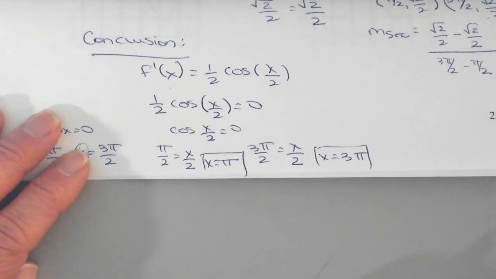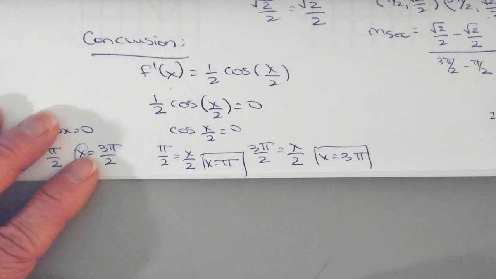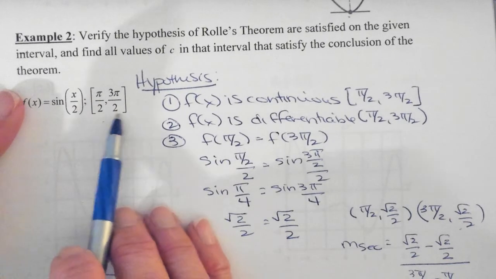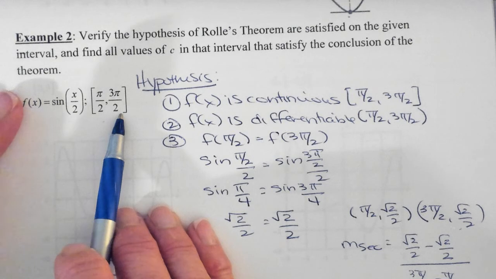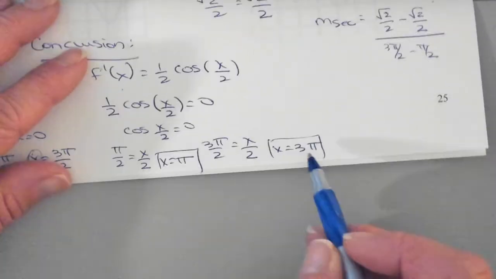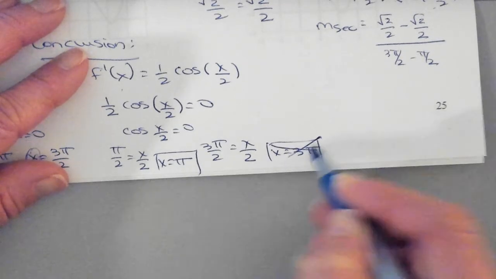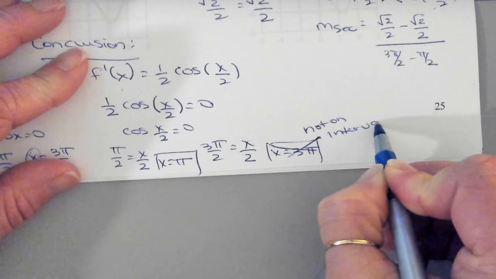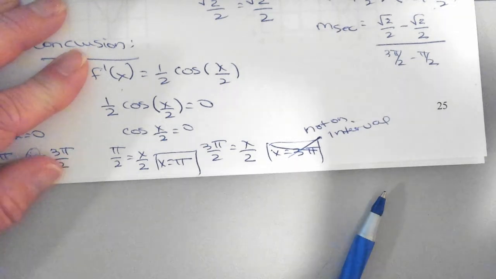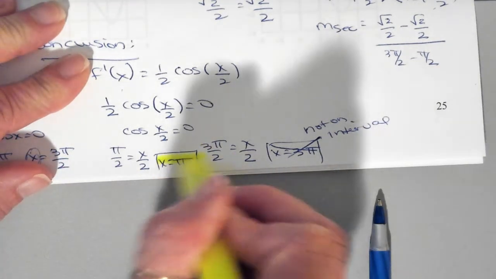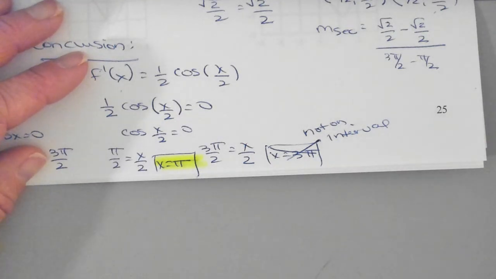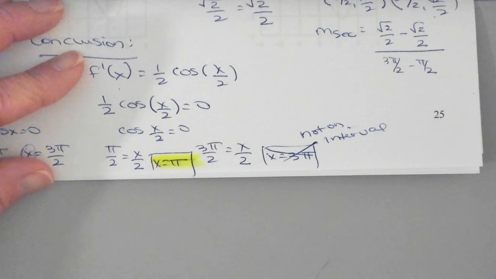Where do I need to make sure these things are? On the interval. So, does pi fall on the interval from pi over 2 to 3 pi over 2? Yes. Pi does, but what does not? 3 pi does not. It's too big. So this one's out because it's not on the interval. This is my answer right here. Okay? Questions?